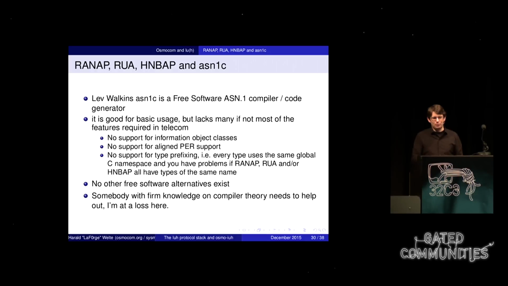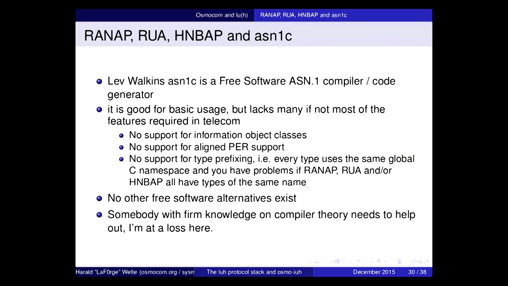There's no support for prefixing the type names, because we have 3 different protocols. We want to use them from one program. We need to prefix the type names, because, of course, each of those 3 protocols has a type called protocol information element container. But, of course, it's not the same protocol information element container. Each of the protocols has its own containers. So we had to add these pieces to the ASN1C, at least in a minimal way, in order to use it. And unfortunately, I don't know anyone, and I'm certainly no one who understands something about compiler theory, so it's a little bit challenging.